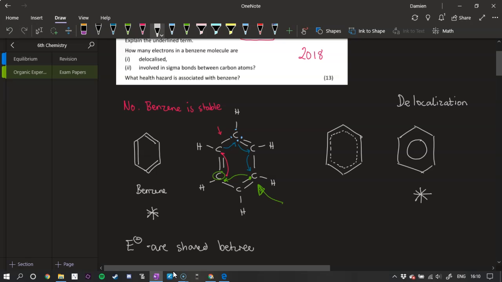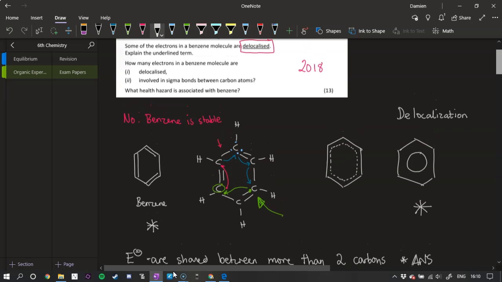between more than two carbons. Because again, normally with a single bond, your electrons are shared between two carbons only, but in this benzene ring it's shared between more. So this here is your answer, and it's a short and sweet answer, but if you don't understand what delocalization is, it makes it very difficult. So hopefully that clears that up. It's a common question that students have.